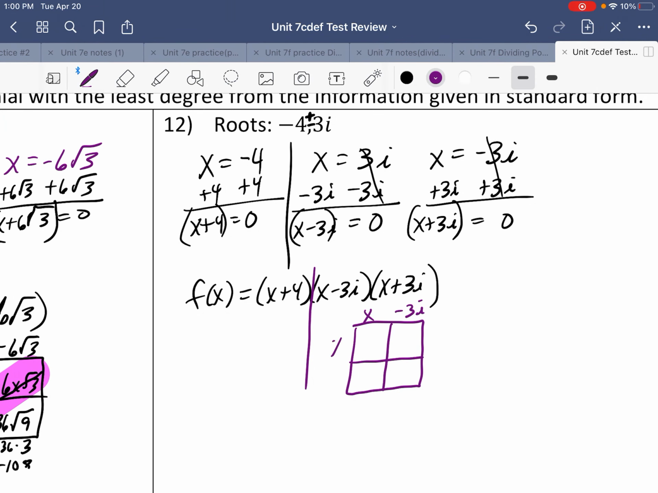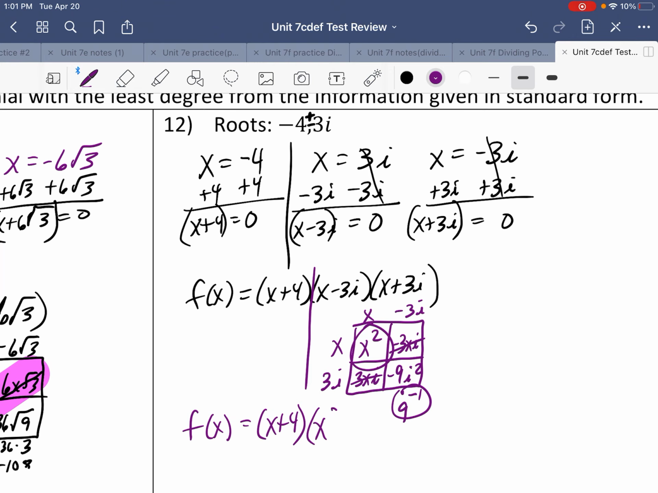x minus 3i, x plus 3i. Multiply them out. When you multiply conjugates, they always work out nice. So we have your middle terms, positive 3xi, negative 3xi, simplify. i squared is negative 1, negative 9 times negative 1 is positive 9. So we have x plus 4 and x squared plus 9.